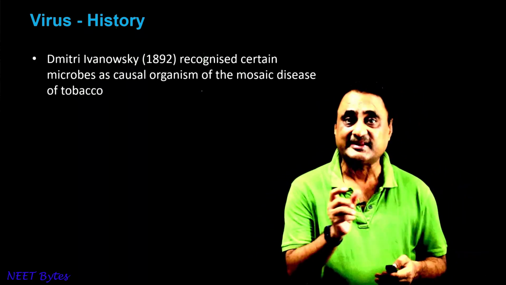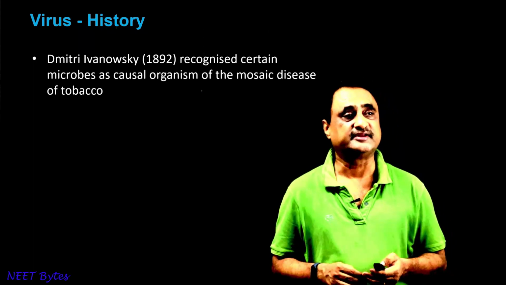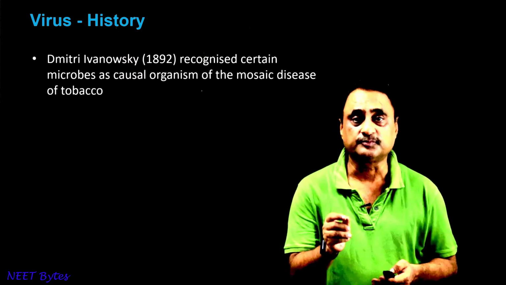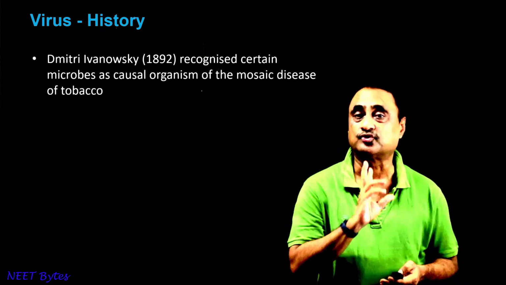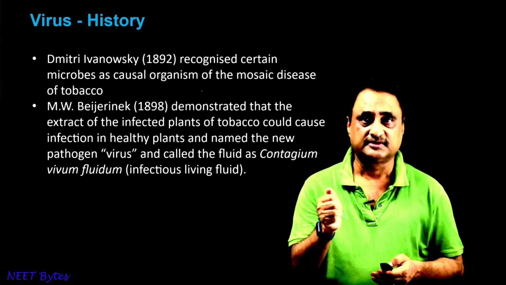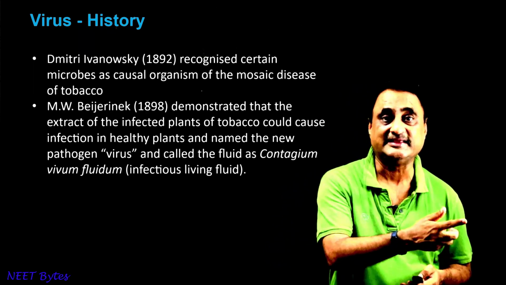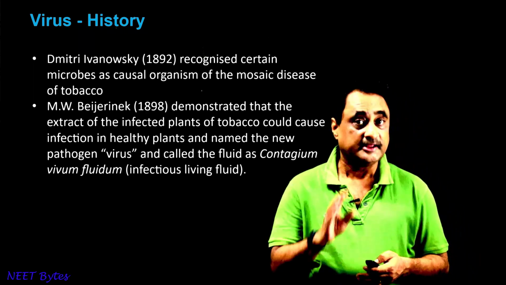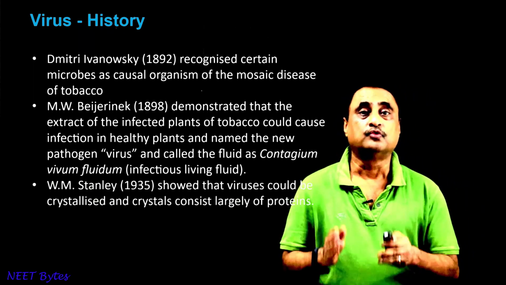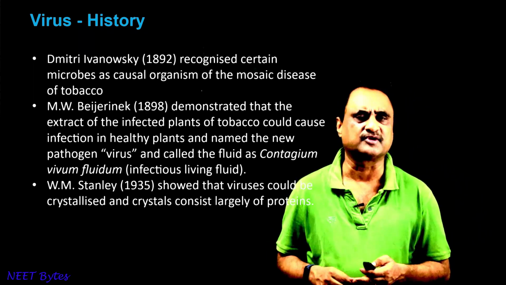First of all, the virus-like thing came into existence by the effort of the Russian scientist Dmitry Ivanovsky. He first observed that certain microbes are responsible for causing a mosaic-like disease in tobacco. Later it was Beijerinck who observed that when these infected particles are taken and transmitted to the fresh leaf of tobacco, they also get infected. The name virus in fact was coined by Beijerinck. And finally, it was Stanley who crystallized the virus. Crystallization of the virus means that virus is non-living, because only non-living things can be crystallized.